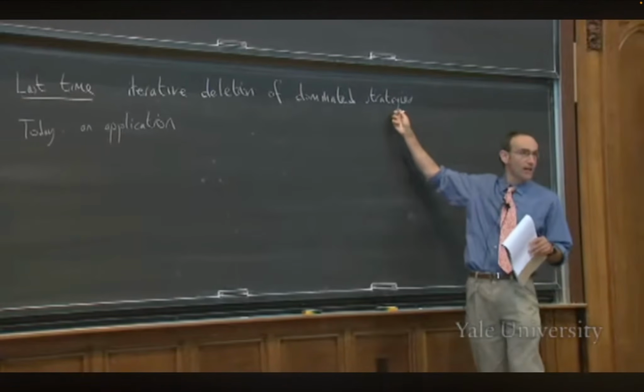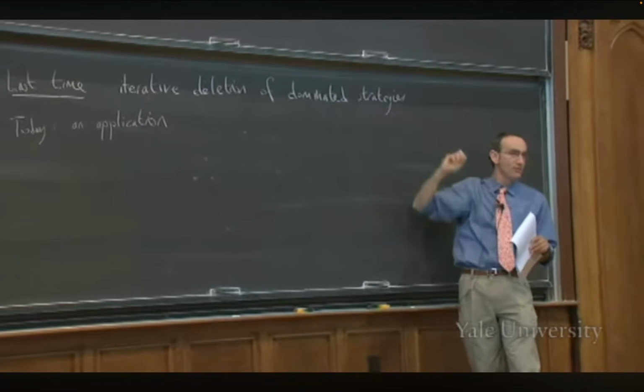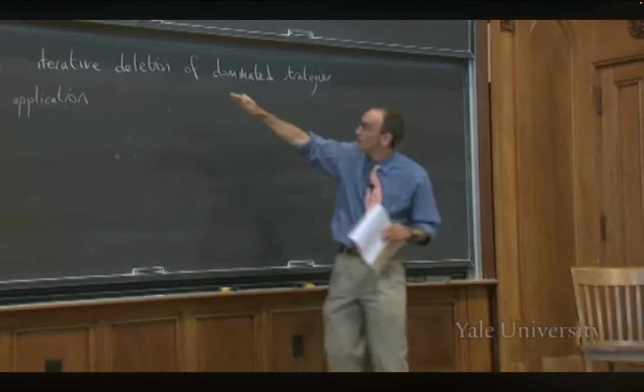This is not a great title for Barry's book. You do better than that to get the $250, right? This is a boring title, but never mind. Iterative deletion of dominated strategies.